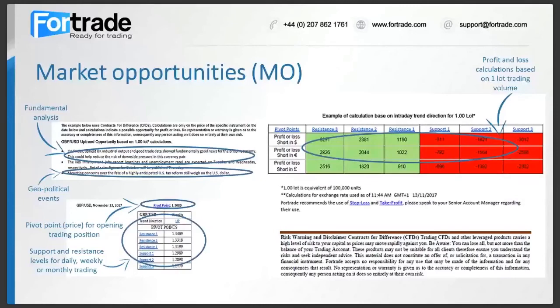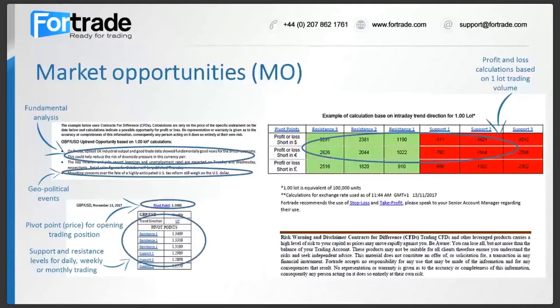Again, this is just an example of a market opportunity, and it's entirely your decision whether you want to take advantage of it and trade using a market opportunity. And of course, your account manager will explain to you all about what a market opportunity is, if anything is unclear. It's also important to know how to use a stop loss and take profit options.